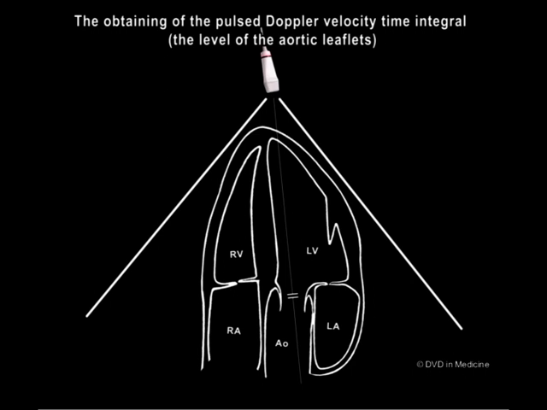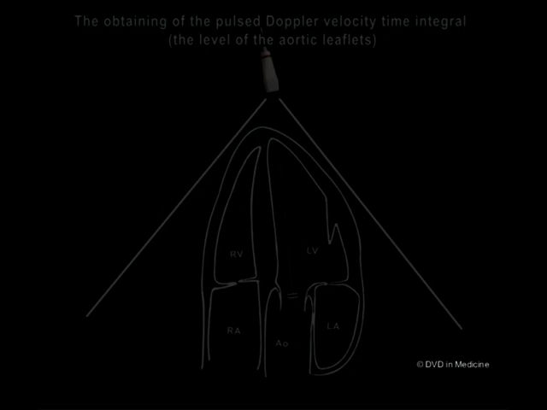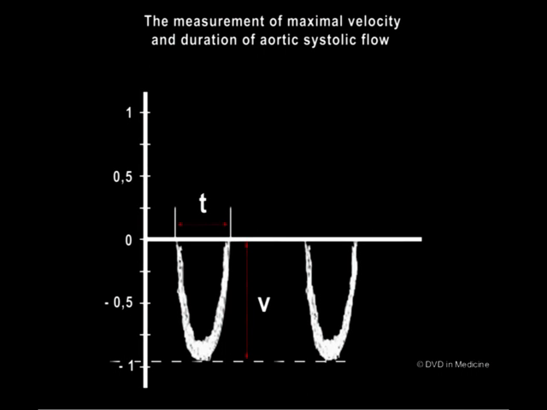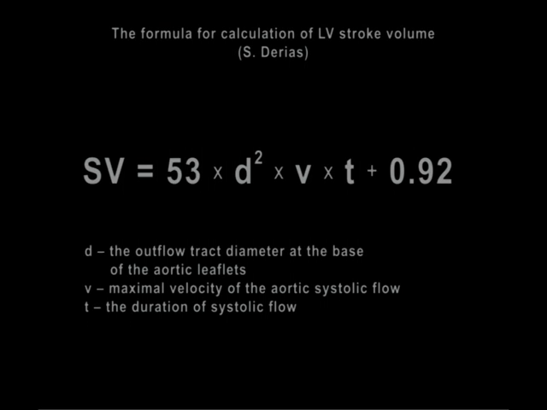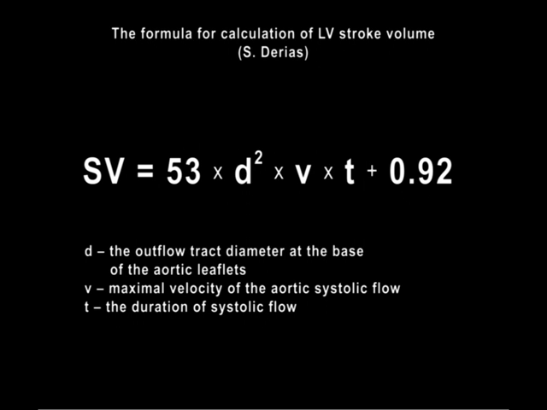Using the 5-chamber view, one obtains the pulsed Doppler velocity time integral. The sample volume is positioned at the level of the aortic leaflets. After obtaining the Doppler velocity time integral, one measures its maximal velocity v and duration t. The Darius formula calculates the stroke volume of the left ventricle. Please look at the adapted table for calculation of the stroke volume.